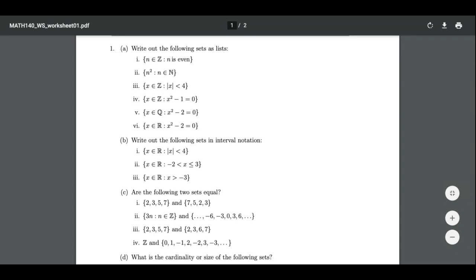Number 6. The elements in this set are real numbers. Now x squared minus 2 equals 0. Okay, yes, Patrick, square root 2, negative square root 2. Great job. Okay, anybody has any questions?